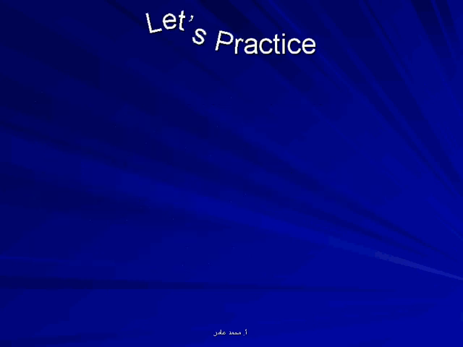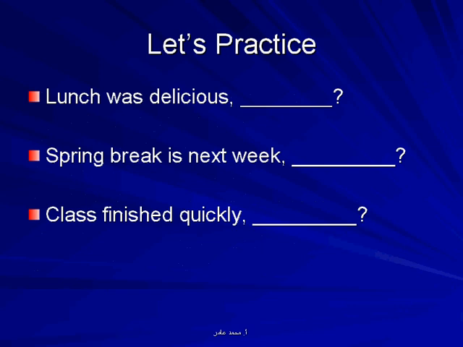Let's practice. Lunch was delicious. Here we have the auxiliary was. Wasn't it? Spring break is next week. We have the auxiliary is. Isn't it? Class finished quickly. We have the main verb finished in the past. So, didn't it, and it refers to class because it's a thing, singular.